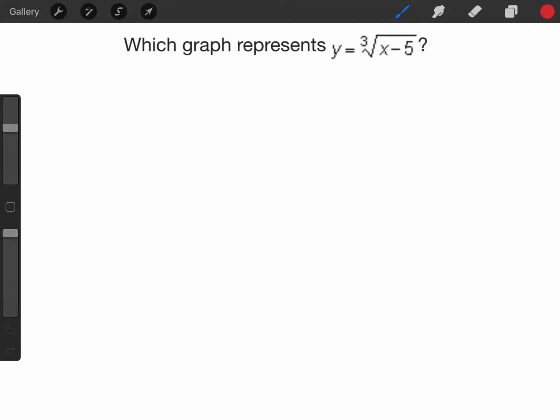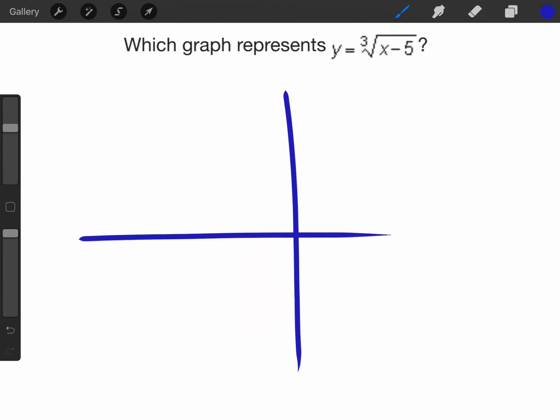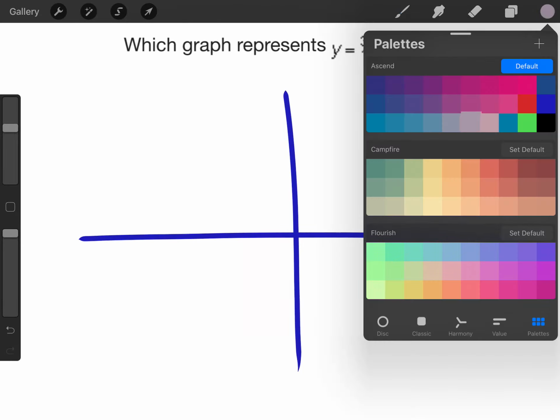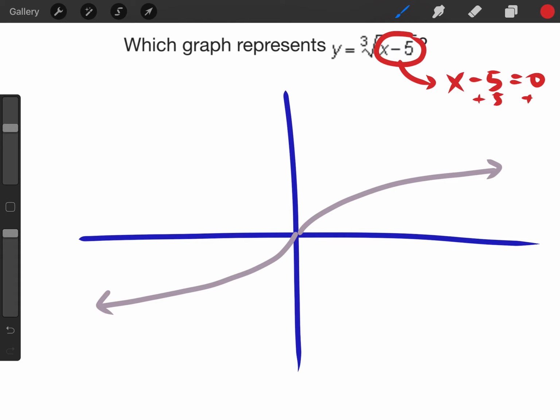Which graph represents that? First of all, this is a cube root. The cube root is going to give you a parent function looking like this: a curve in quadrant 1 and another curve in quadrant 3. Let's analyze what's happening with the x minus 5 as a radicand. You set it equal to 0, so x minus 5 equals 0. You add 5 on both sides, so x equals 5. Which means both of your curves are going to shift towards the right by 5 units. So 1, 2, 3, 4, 5. It's going to be like this.